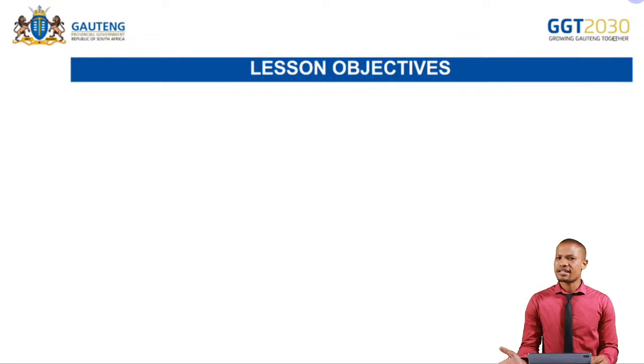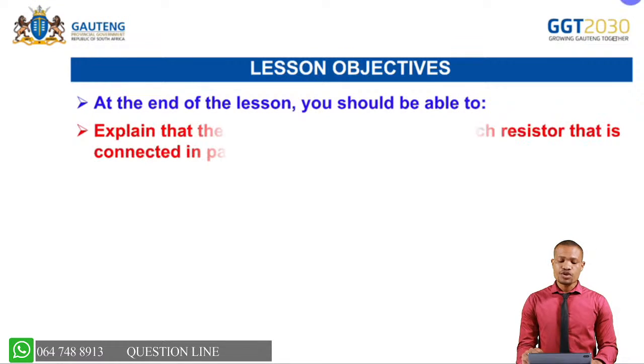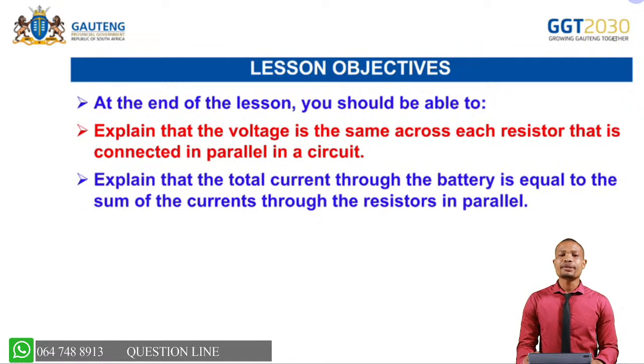So what's the point of this lesson? What are we trying to achieve? We are trying to ensure that by the end of this lesson, you should be able to explain that the voltage is the same across each resistor that is connected in a parallel circuit. You should also be able to explain that the total current through the battery is equal to the sum of the currents through each of the resistors connected in parallel.